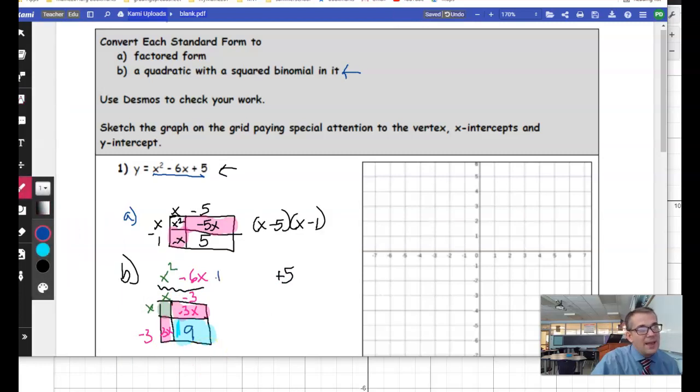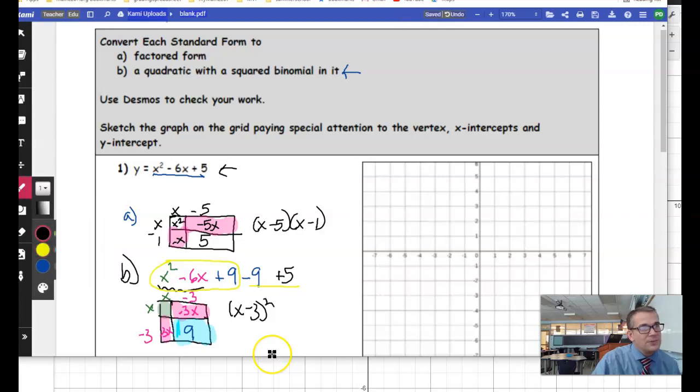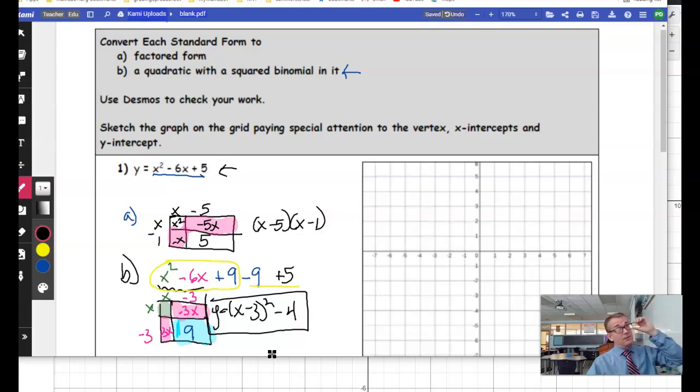So by doing that, I'm adding a 9 into the problem, but I don't really want to change the problem, so right away I'm going to subtract that 9 as well. And what happens is, this is the area of the square I've got shown here. And I can represent that area as x minus 3 squared. And then this part of things, I'm just going to combine these like terms. Negative 9 plus 5 makes negative 4. So what I have here is a second quadratic that's equivalent to the standard form, but this one has a binomial squared in it. That's the process, right? It's a lot of work, a lot of thinking.